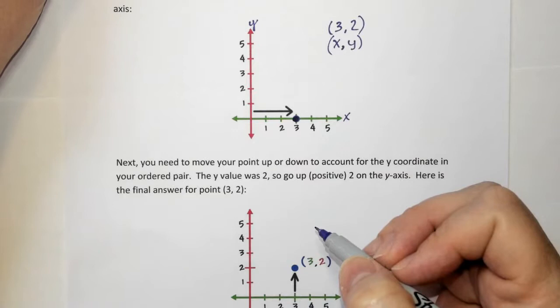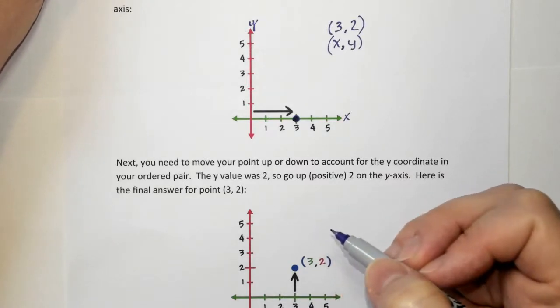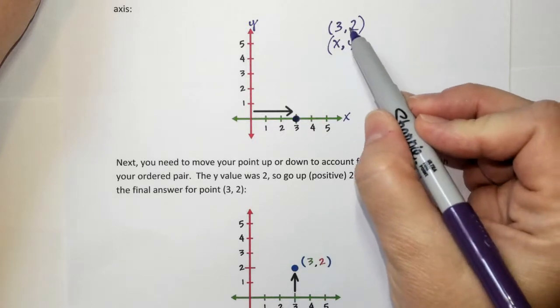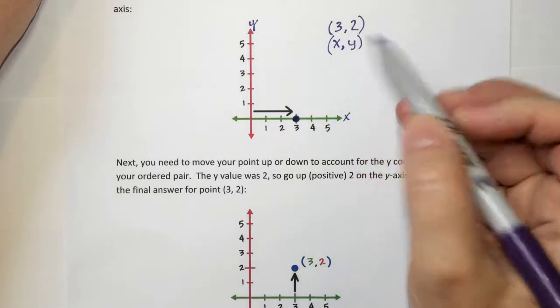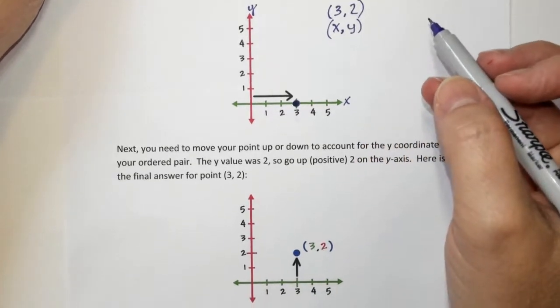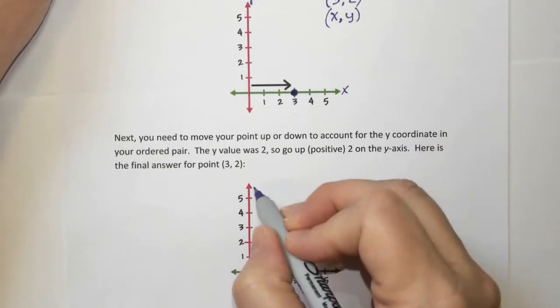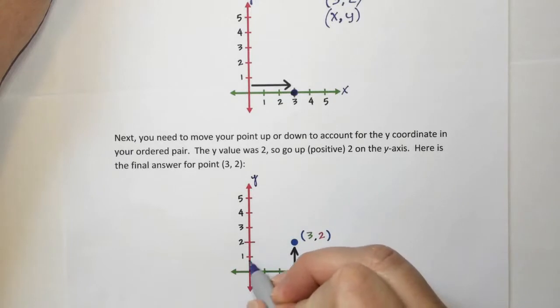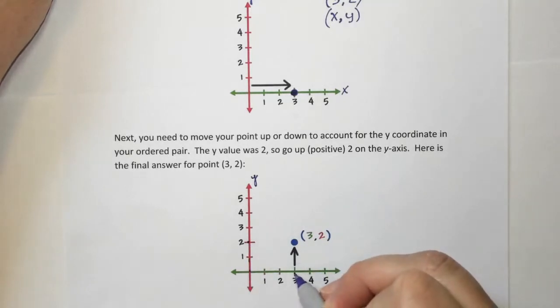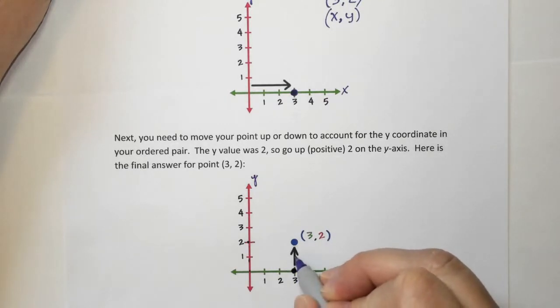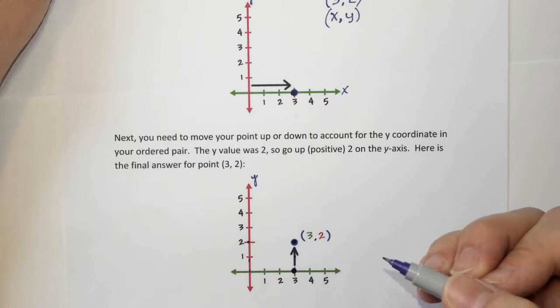Next, you need to move your point up or down to account for the y-coordinate in your ordered pair, which is right here. I need to find y equals 2. That's positive 2, so make sure that you go up, and here we are. On the y-axis, I need to go up to 2. So I was down here at x equals 3. Now I need to make sure that I also account for the y value, which is 2. There it is.